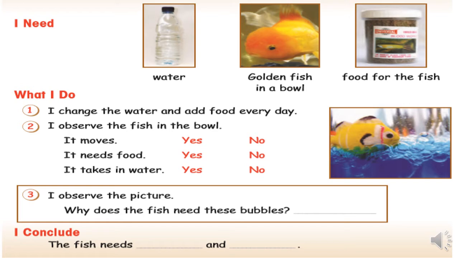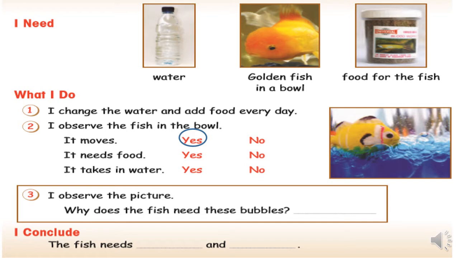I need water, a goldfish in a bowl, and food for this fish. What should I do? Number one, I have to change the water and add food every day for this fish. Then I have to observe this fish inside the water in order to answer the following questions. It moves. Do you see this fish is moving inside the water? Yes or no? Yes. So I have to circle yes.